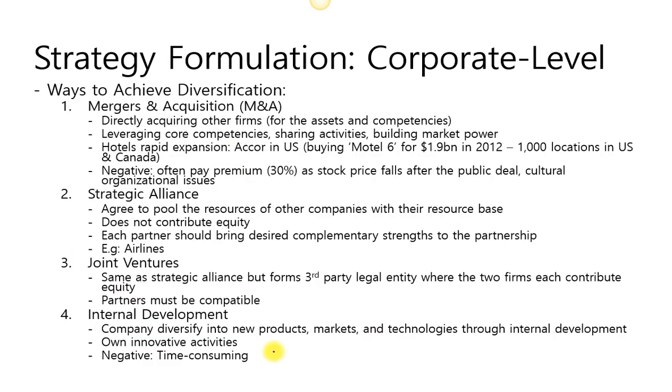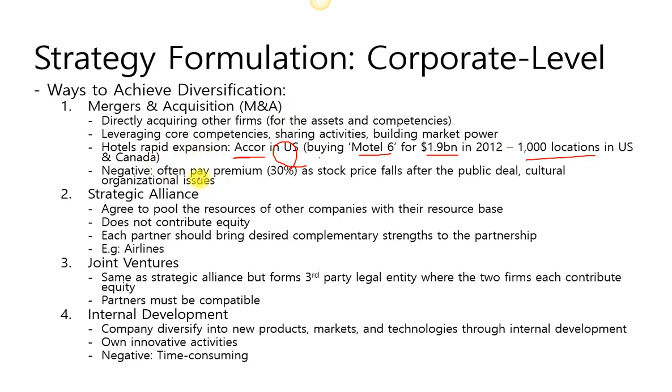Ways to achieve diversification. I said this before, M&A. Like Hotel Accor, it's a French company. When they wanted a rapid expansion in the US, they just bought Motel 6, because it has 1,000 hotel locations in the US and Canada, for 1.9 billion in 2012. So they do M&A for rapid expansion.